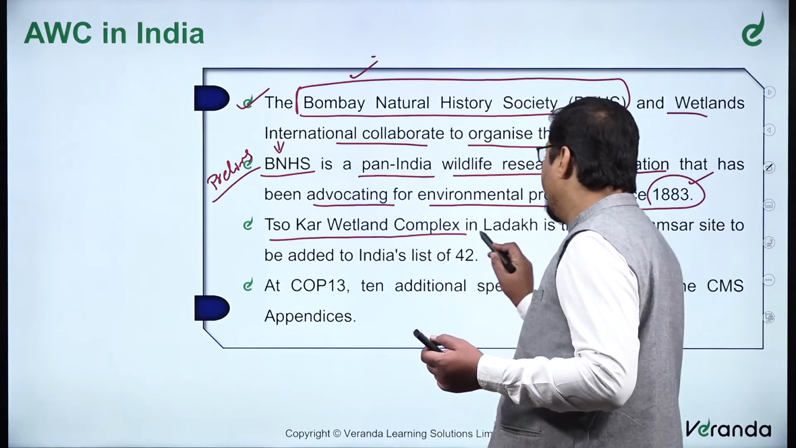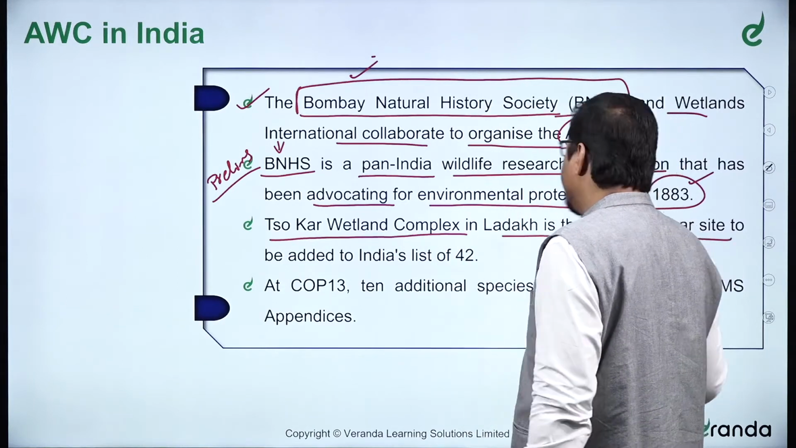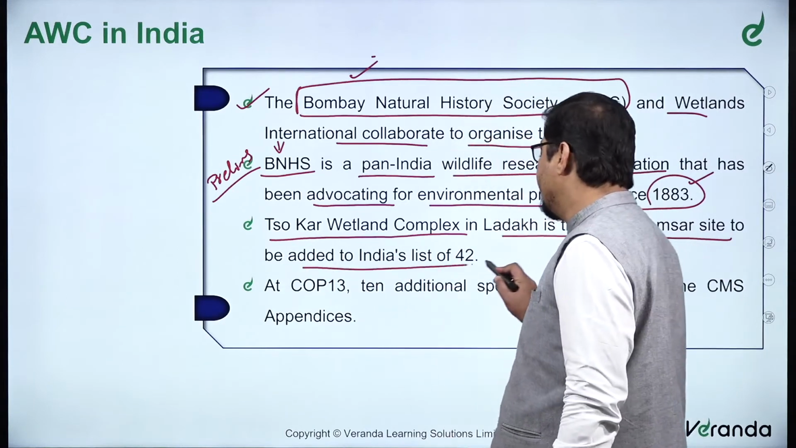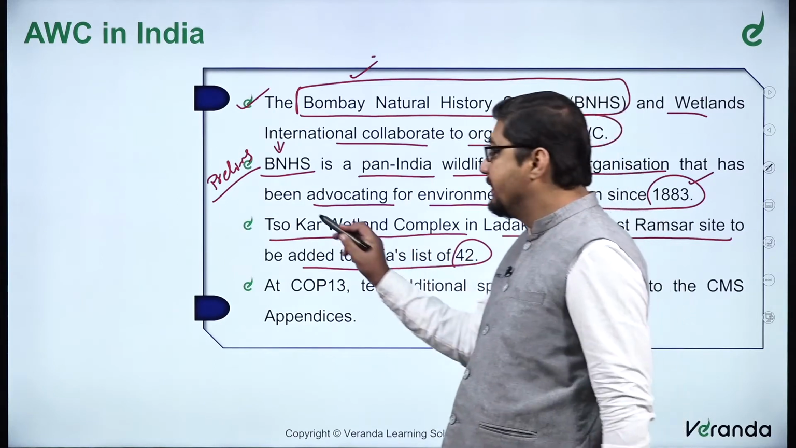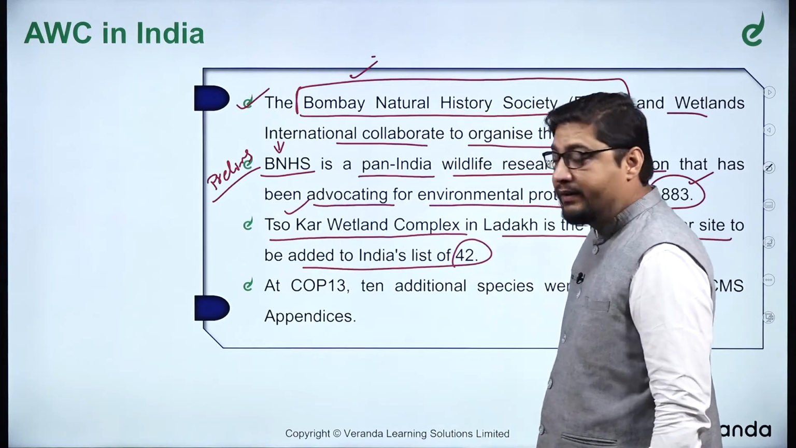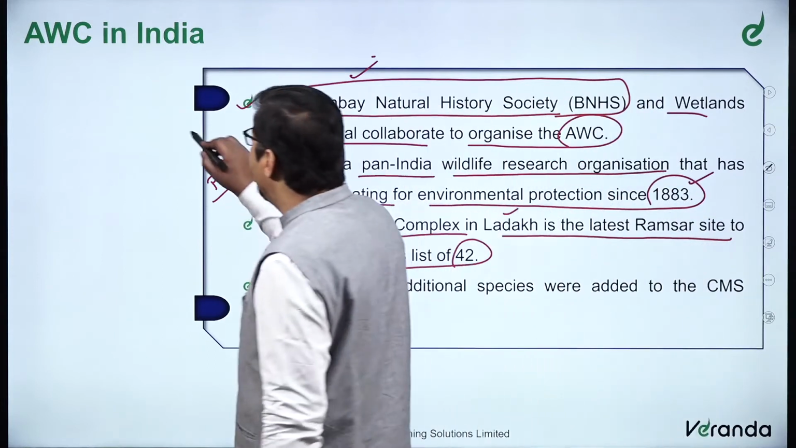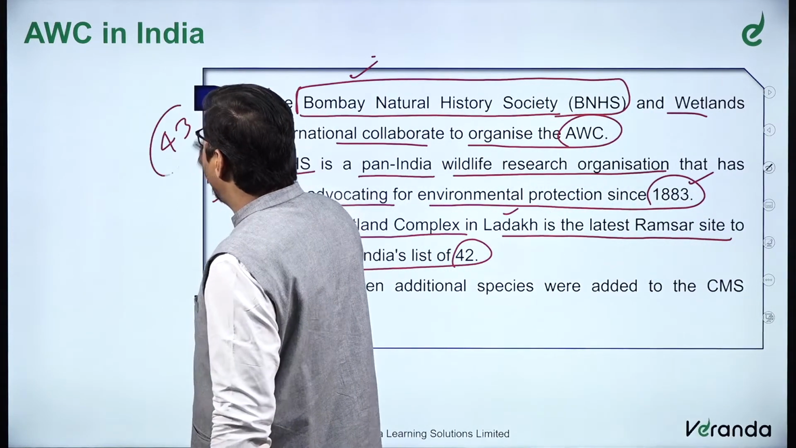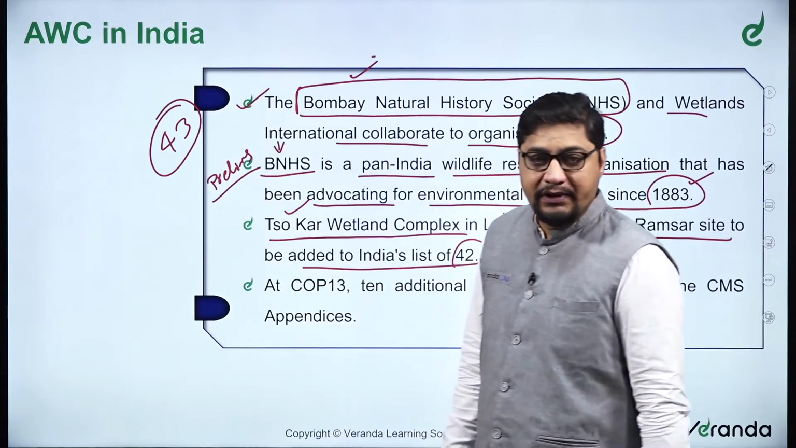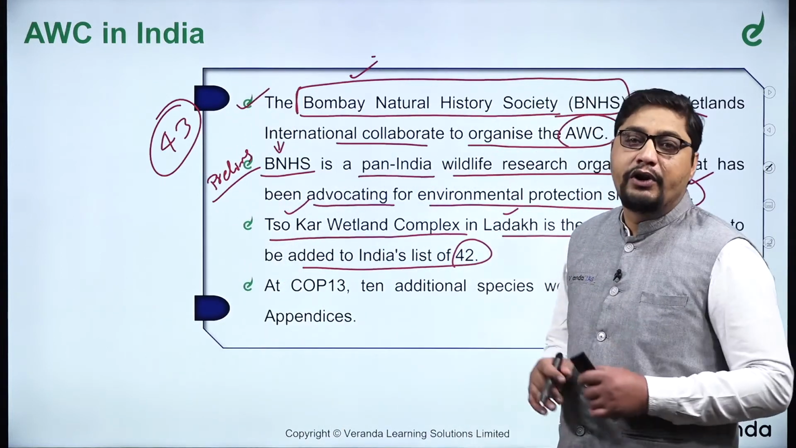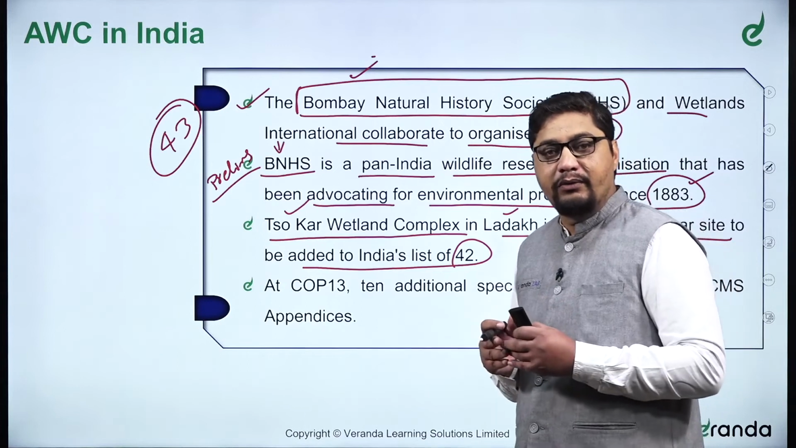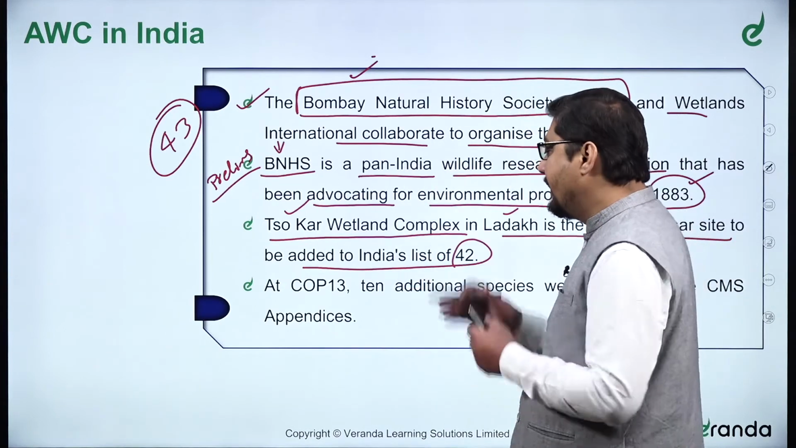Sokar Wetland Complex in Ladakh is the largest Ramsar site to be added to India's list of 42. So this is the largest wetland site in India. Okay, it is in Ladakh. Now 42 were there earlier, now we have 43 Ramsar sites. Ramsar sites means these wetlands are to be protected. So the Ramsar Convention is about protecting the wetlands. Now this has been added over here.